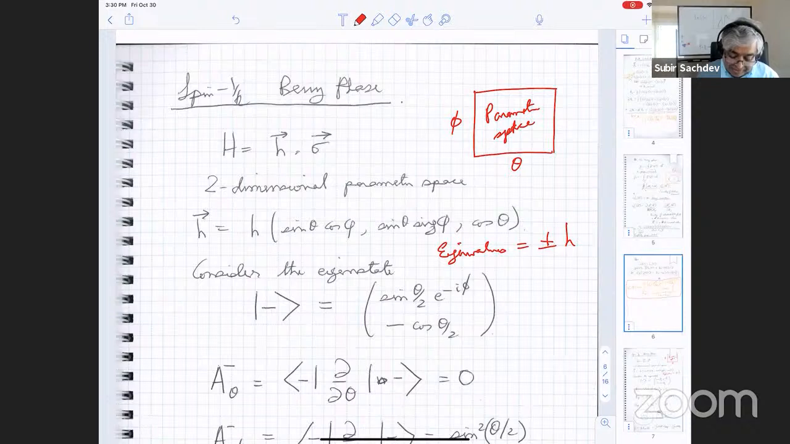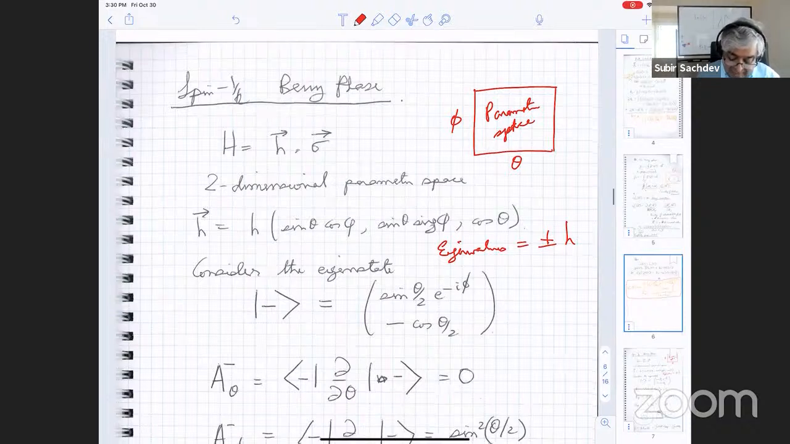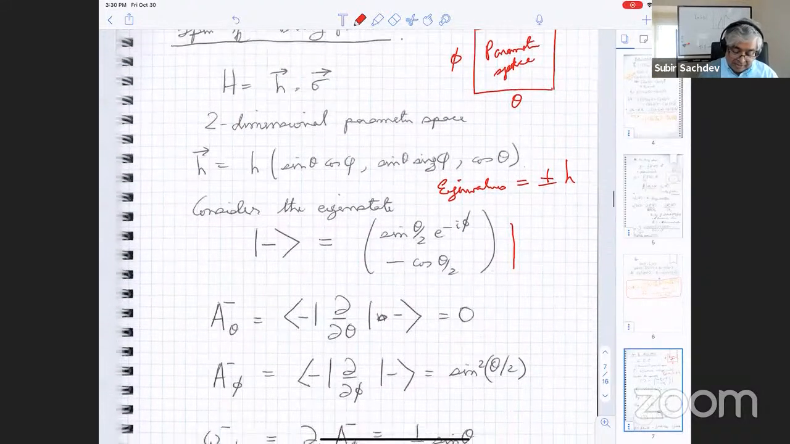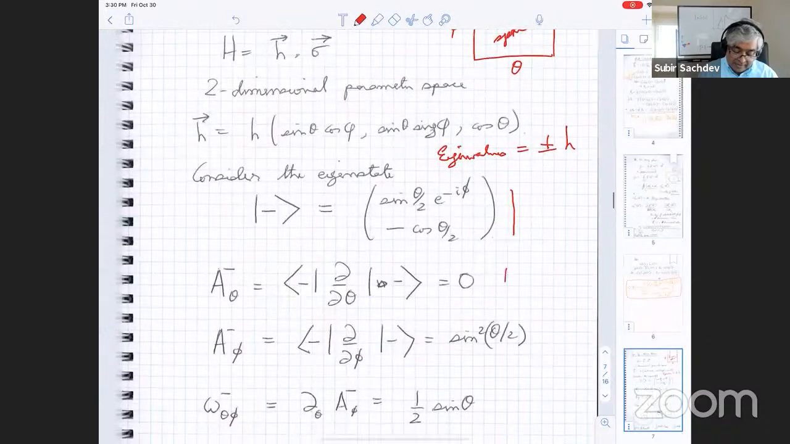All right, so if you just explicitly want to do the calculation, you take the minus eigenstate, and you can check that this is an eigenstate of capital H. This is something that is gauge dependent. You could have put an extra factor of e to the i phi outside, and so on and so forth. And then you compute the vector potentials in the theta and phi directions by the usual rules. And if you work it out, this is what you get.